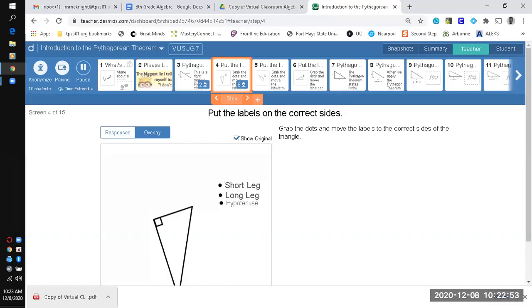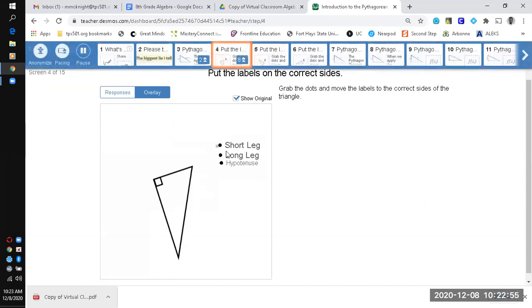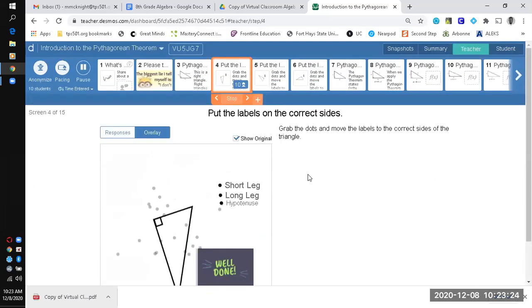So for this first activity, we're going to grab the points, the dots, and attach them to where we think the labeling of the triangle is. We know that the long side that is opposite the right angle is the hypotenuse, so we'll drag that over there. And then the short leg and the long leg. You have the two legs, but one of the legs is short, one of them is long, and then the longest part is the hypotenuse. We just have to remember that portion of it.